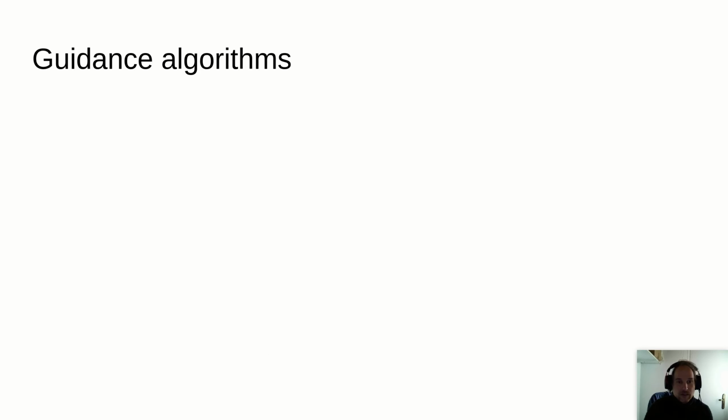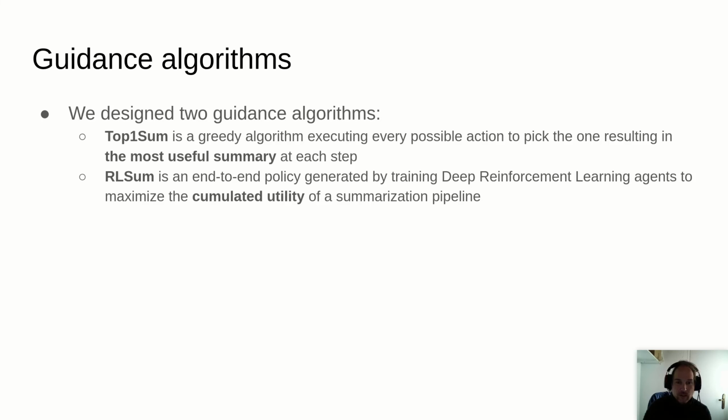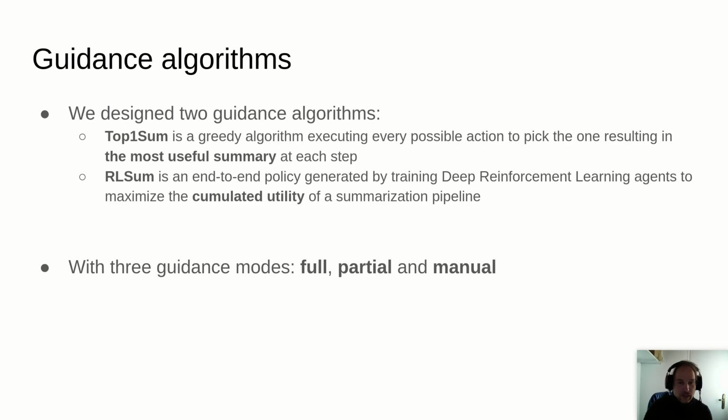Based on this utility evaluation, we designed 2 guidance algorithms. The first one is EDA4SUM, which is a greedy algorithm which executes every possible action to pick the one resulting in the most useful summary at each step. The second one is an end-to-end policy generated by training deep reinforcement learning agents to maximize the cumulative utility of a summarization pipeline. Both those algorithms are usable in 3 guidance modes.